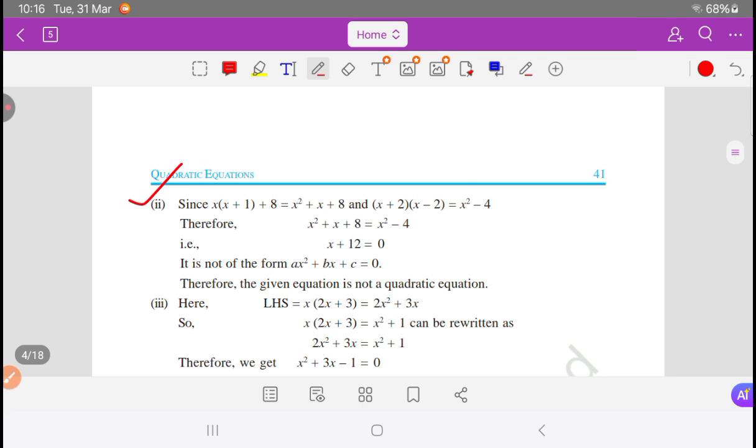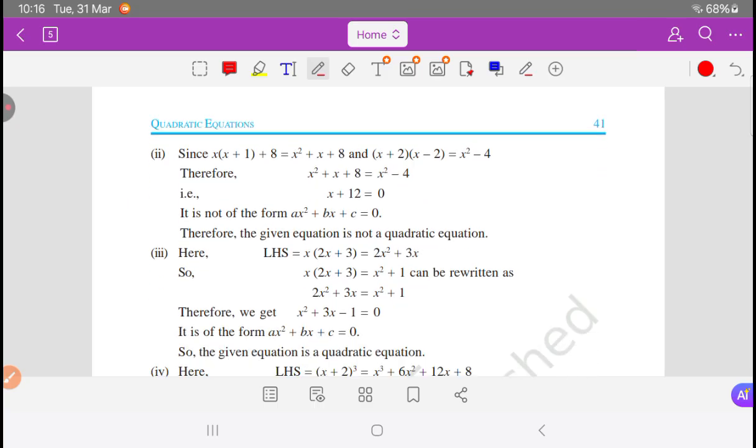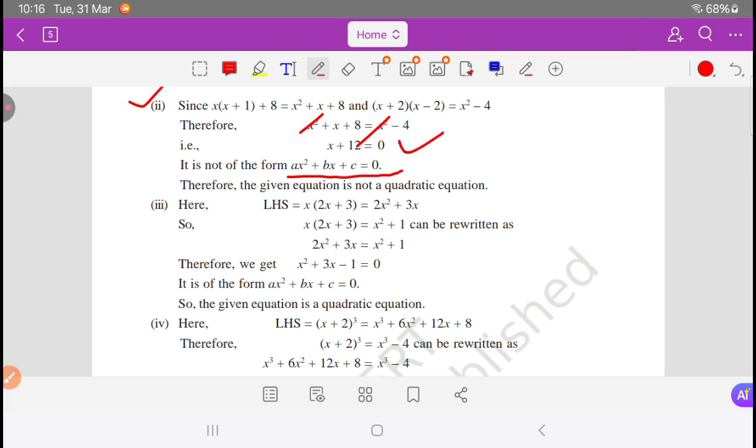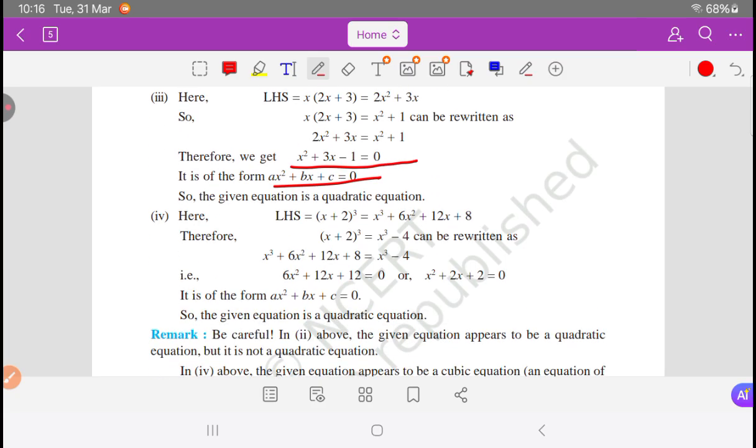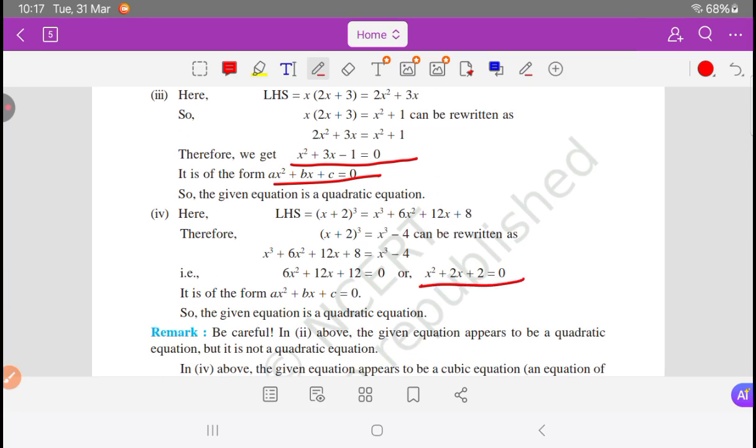Similarly, do it for question number 2. So here x square cancelled out. So you will get x plus 2 equal to 0. So it is not in the ax square plus bx plus c form. So it is not a quadratic equation. Another question. So it is in quadratic form. This is also in quadratic form.